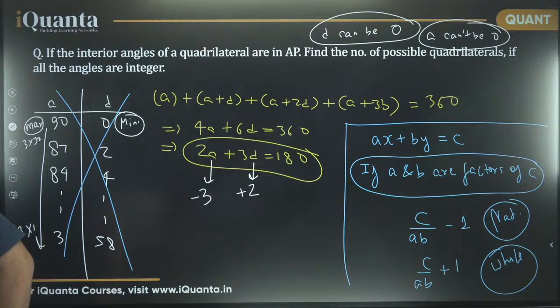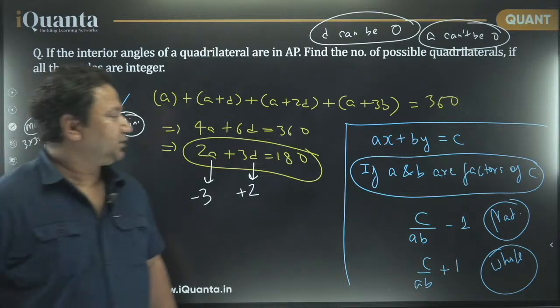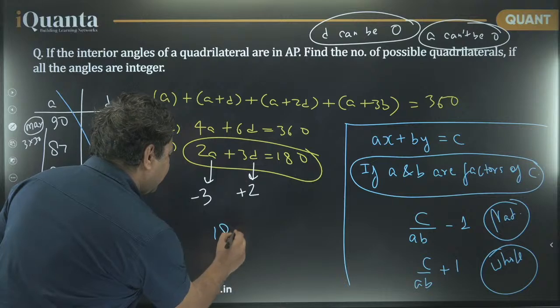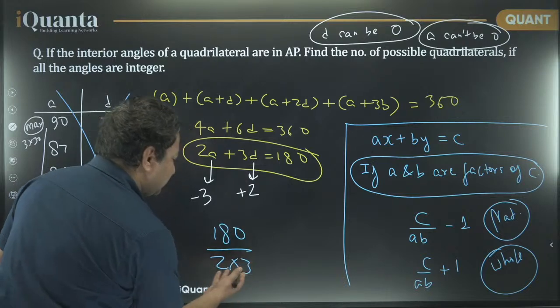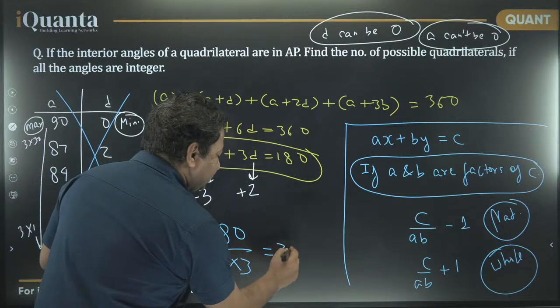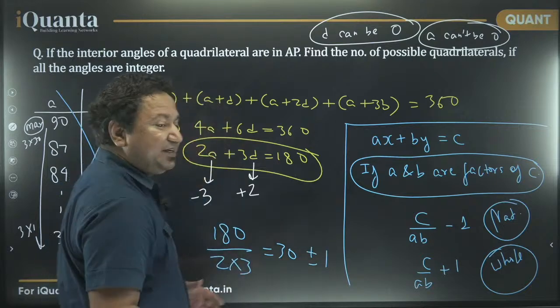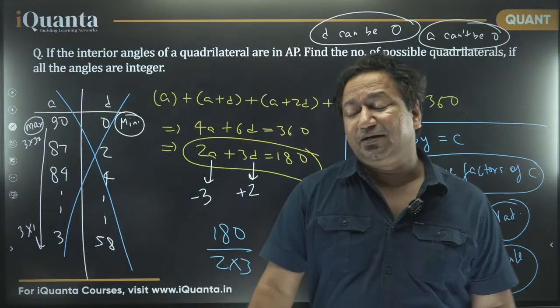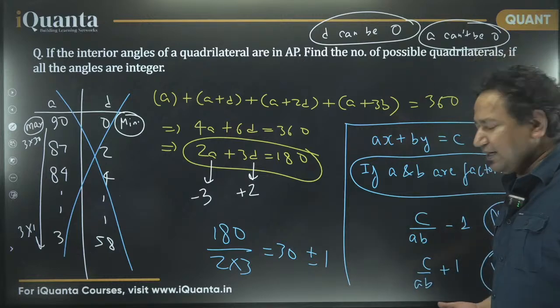Cool. Now, what does that mean? So if I solve it here, 180 upon 2 into 3, 6, तो ये 30 आ गया. इसमें minus 1 करूँ या plus 1 करूँ? If I need the whole solution, I will add 1. If I need natural, I'll take minus 1.